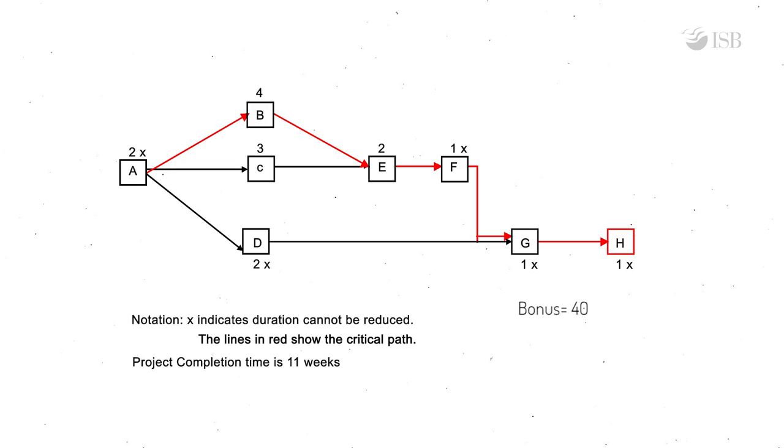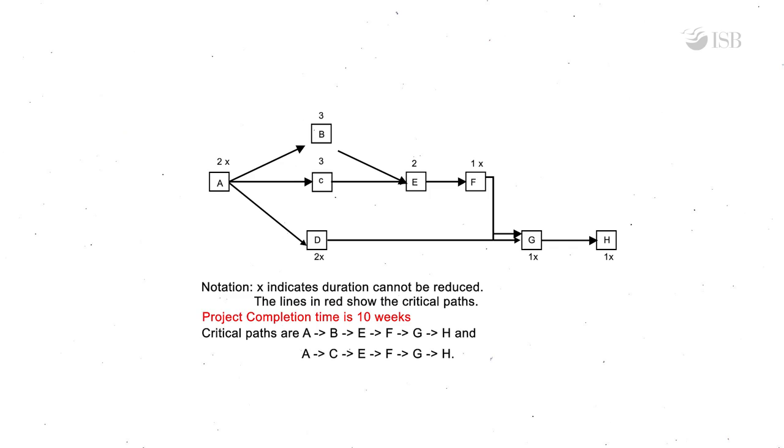Since the bonus is 40 for 1 week reduction in project completion time, we reduce the duration of the activity B by 1 unit. That is, the duration of activity B is reduced from 4 weeks to 3 weeks, incurring an incremental cost of 25 while getting a bonus of 40, thereby having a net gain of 40 minus 25 equal to 15. Now the project completion time is 10 weeks. We now have two critical paths as shown in red in the diagram. In order to reduce the project completion time further, we need to reduce the length of each of the paths A, B, E, F, G, H and A, C, E, F, G, H.